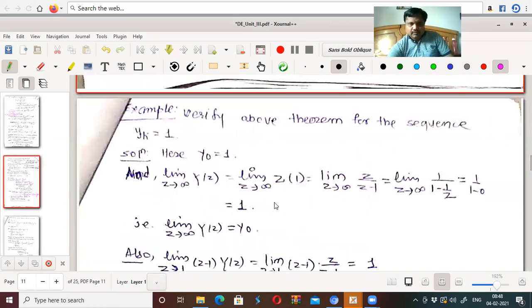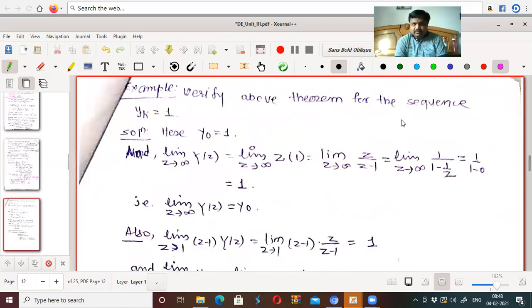Now verify the above theorem for the sequence y_k equal to 1. Verify the above theorem for the sequence y_k equal to 1. Now y_k equal to 1 means what? Here y_0 is 1, y_1 is 1, y_2 is 1, all are 1. So here y_0 is 1.